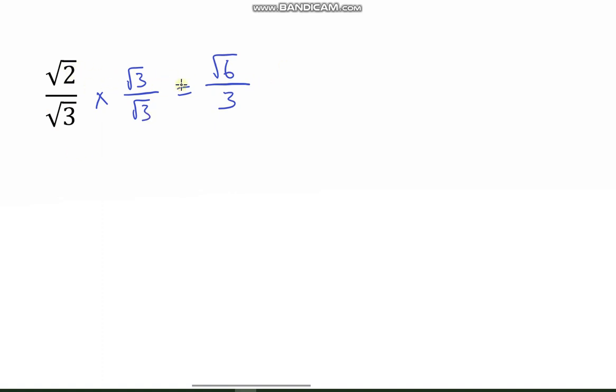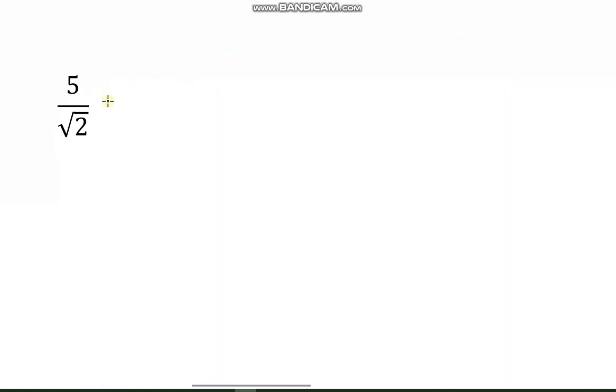Now, if you're unsure how I got root 6 here, root 2 times root 3 is the same as root 2 times 3. 2 times 3 is 6, so that is the same as root 6. Okay, let's go down to another one. So 5 over root 2, again multiply the top and the bottom by root 2. 5 times root 2 is just 5 root 2. And root 2 times root 2 is just 2. And that is our answer.